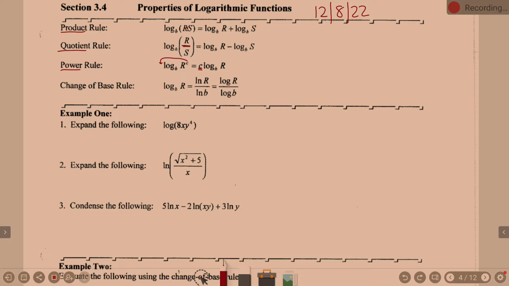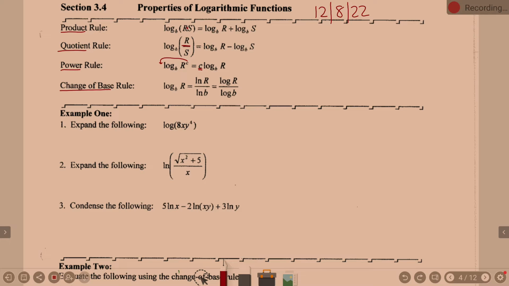And then we also have something called the change of base rule. And the idea of the change of base rule, traditionally calculators have a log base 10 button and a natural log button, which is base E. All these other logs don't have a button on their calculator. So the idea is, okay, this is a way you can find any log on any calculator.